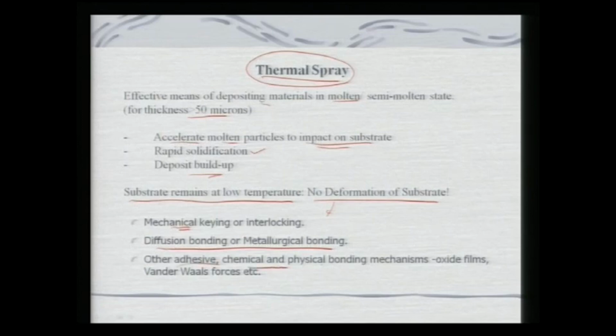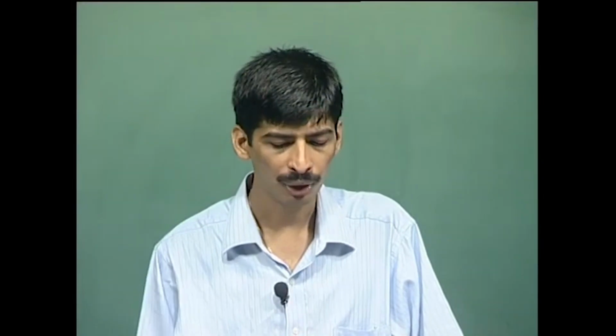Other adhesive, chemical and physical bonding mechanisms can also occur, such as oxide films and the formation of van der Waals forces. So, we can see thermal spraying deposits a material generally greater than 50 micrometers in thickness. It accelerates the molten particles, lets them impact on a substrate, and they undergo rapid solidification to form the final deposition, mainly by mechanical interlocking. Because of the enhanced thermal energy imparted, it can also impart some diffusion or metallurgical bonding, and van der Waals forces or oxide film formation can also occur.